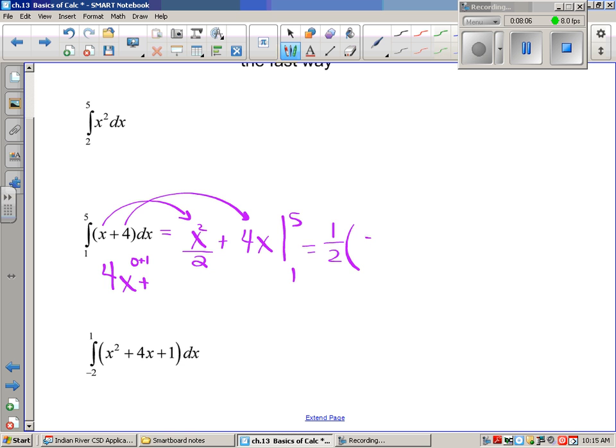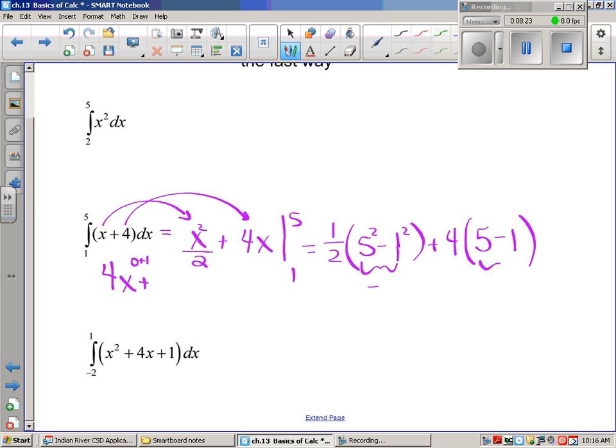So I have 5 squared minus 1 squared. If you did the 1/2 at the same time, you would have had 25 over 2 minus 1 over 2. Is that terrible? No. It can get kind of messy, I'm not going to lie. And then I have 5 minus 1.